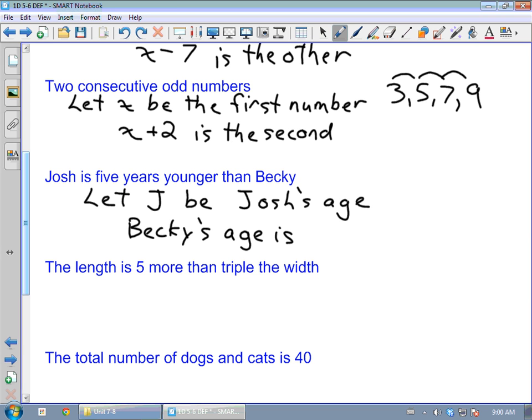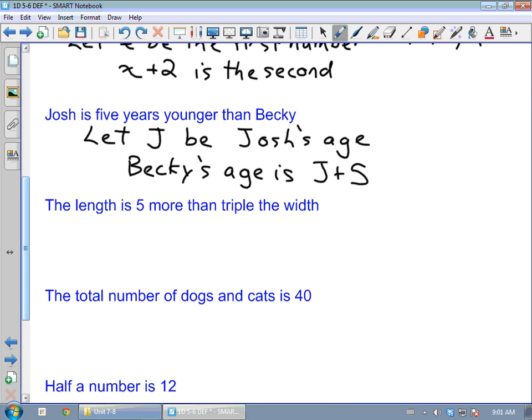If Josh is 5 years younger than Becky, and J is Josh's age, what's an expression for Becky's age? What do you think here? Dante? J minus 5. Okay? So that would mean that we would take Josh's age, subtract 5, and then we would get Becky's age. So that would mean that Becky's age is smaller than Josh's age. Is that true? Yeah, it's got to be the other way around. Okay? Becky is older than Josh is, so we have to add 5 to Josh's age to get Becky's age. Okay?